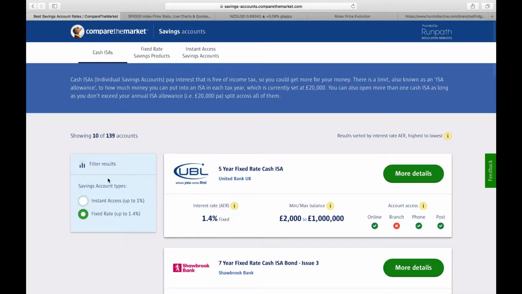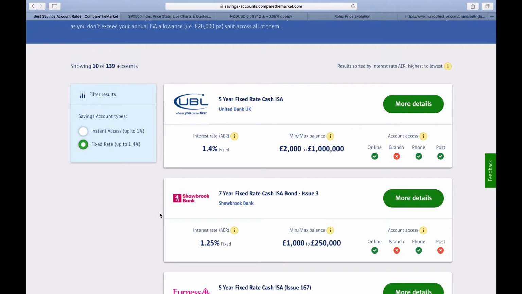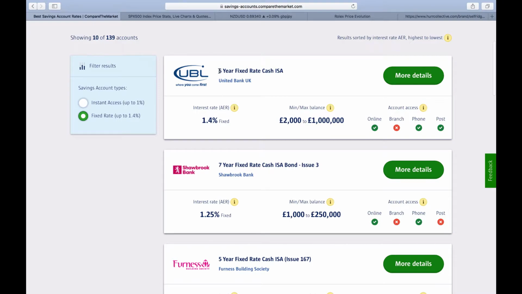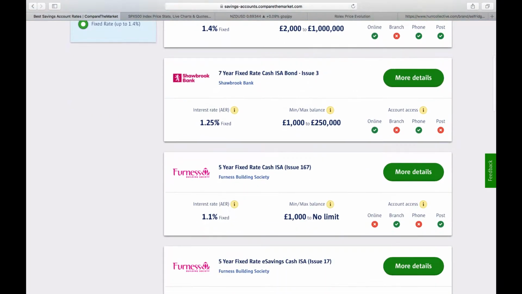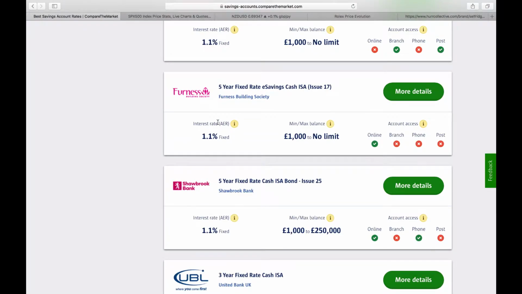If we jump to a fixed rate, what you'll now see is that this is a 5-year fixed cash rate ISA, meaning you can't touch your money for 5 years, you can't take any out, you can only put money in, and it is fixed at 1.4%. So no matter what, this is so low, it's incredibly low, and most people now stay as far as they can from banks just because of how incredibly low it is. And this is also for bonds as well.